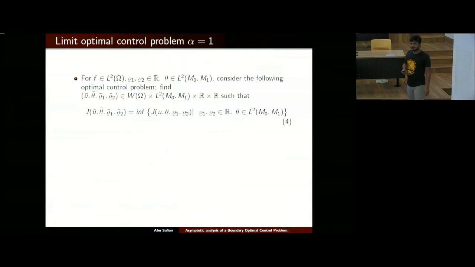Okay, so the optimal control problem is for alpha equal to 1, for f belonging to L2(Omega). Actually, we started with an optimal control problem where controls are applied on the boundary, but in the limit case we're going to see this control problem as a kind of mixed control problem, where some control applies on the interior and two controls apply on the upper flat part and lower flat part. So for a belonging to L2(Omega), that is already given.